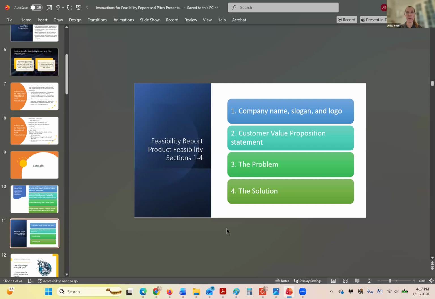All right, next, we also want to think about when we write the report. So this is actually writing the report here. I'm just going to start with the company name. You want to think about a slogan, maybe a logo. And then we come up with a customer value proposition statement, which you may have been exposed to already. If not, we will be going over that as well. We want to address the problem first, and then once we've addressed the problem, we come up with a solution, in that order.